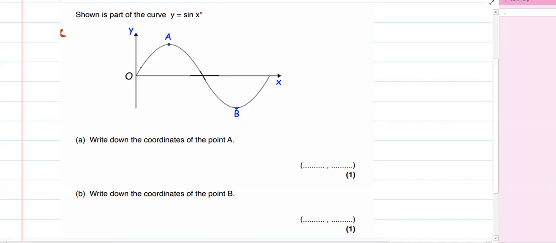This is a graph of y is equal to sine x. Clearly, you know this one is for sine. Write down the coordinate of the point A. Now this is point A. What will be the coordinate of the point A?